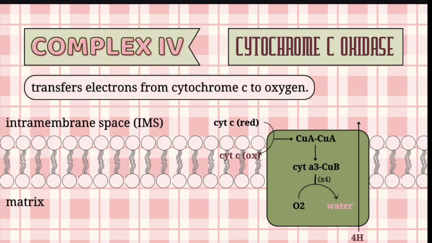So basically, complex 4 is a homodimer, okay? Meaning it contains 2 identical monomers. Each monomer contains 14 subunits, okay?